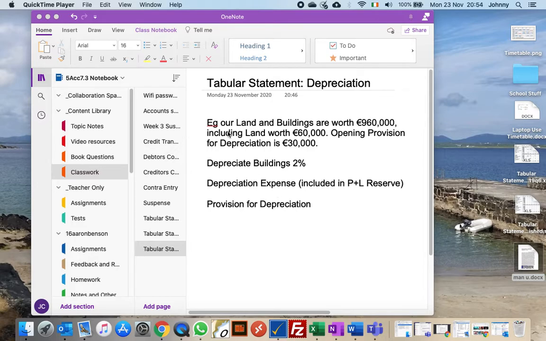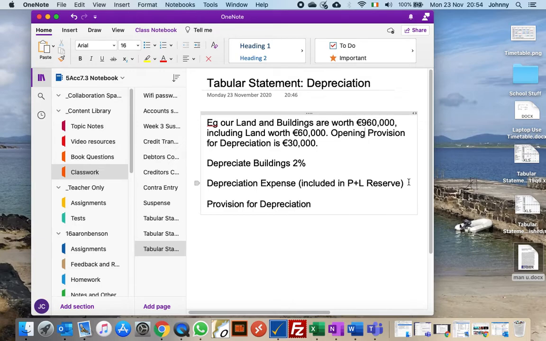In our example here, land and buildings are worth 960, including land worth 60. So that means that the thing that we're depreciating is 900,000, and we're depreciating the building 2%. So the expense, which is included in our profit and loss reserve, is going to be 900,000 times the percent depreciation, so it's 2%. So 18,000 is going to be the expense.